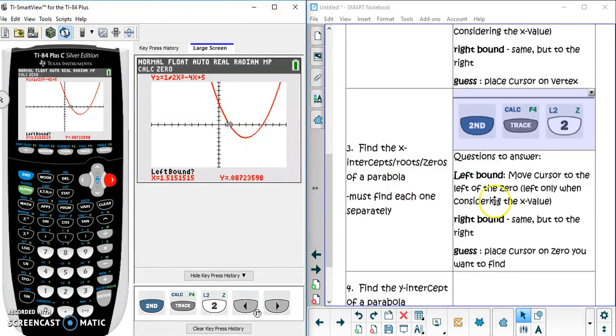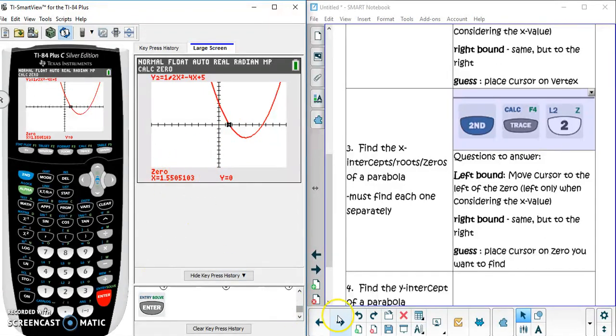And then to narrow down our search for the calculator, it wants a left boundary. So I just go left a little bit, and I say, hey calculator, don't look past this point on the left. And the same thing for the right. Don't look past this on the right. And just to help you out even more, it should be really close to this number. This point right here should be the 0. When I hit enter, it gives me that 0.